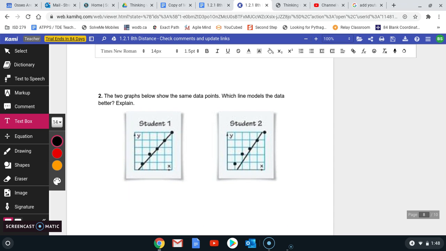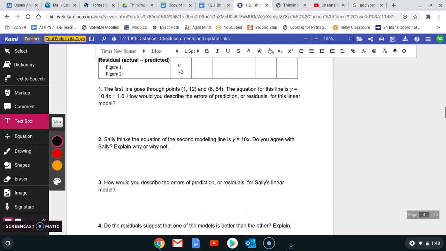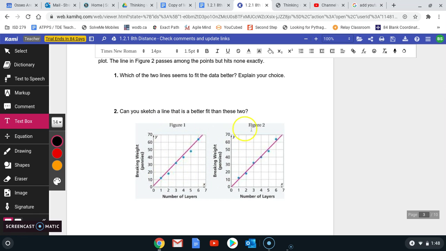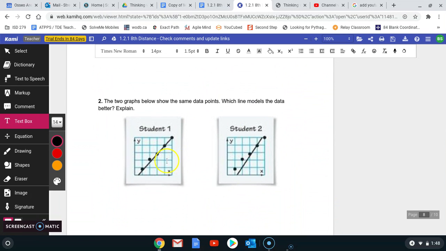Number 2, the two graphs below show the same data points. Which line models the data better? And explain. So use what you talked about all the way up here in problem 1, where you decided which of these two had the better line. You're going to use your reasoning for that in this problem. Determine which line is better suited for this problem or for that data set.